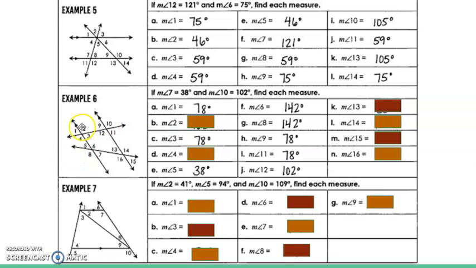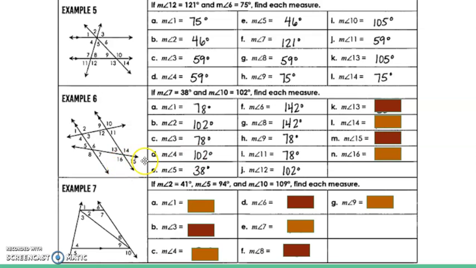To figure out number 2, I could use same side interior angles with angle 9. 9 and 2 have to add up to 180 degrees, which means that angle 2 is 102 degrees. Angle 2 and angle 4 are vertical angles, which means that it's also 102 degrees.